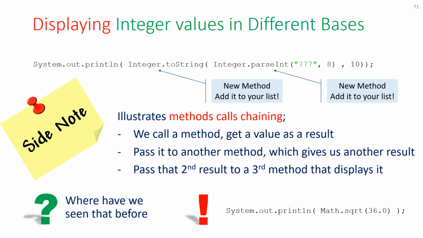System.out.println math.square root of 36. If you understand this, I have 36.0. I pass it to math.square root. Math.square root returns to me 6.0. I pass 6.0 to println. Println displays 6.0. If you understand that example, you will understand that example. All you have to do is get over the fact that, yes, this one is a little more complicated. Break it down. It's made of the same kind of building blocks as the example at the bottom.